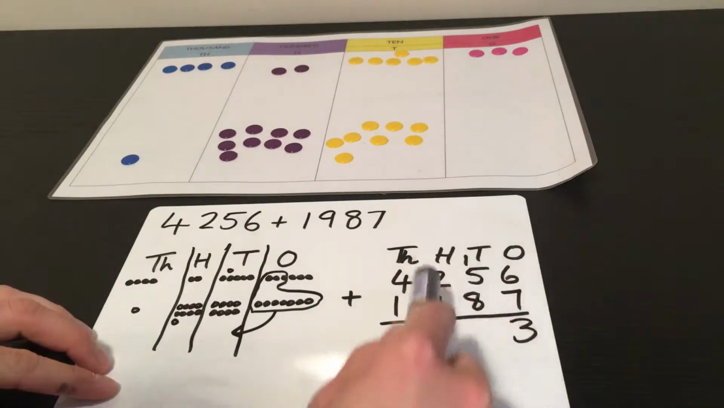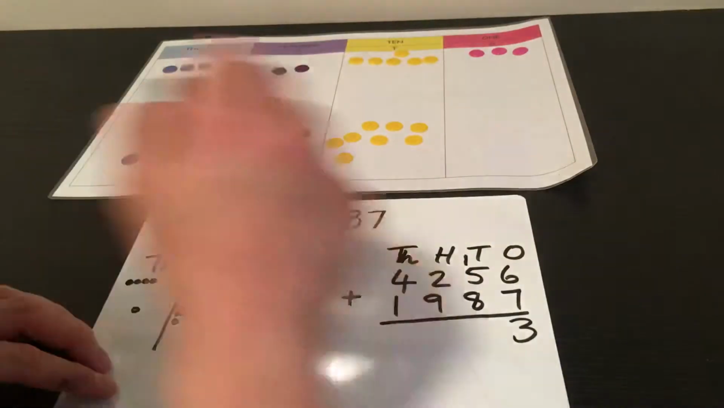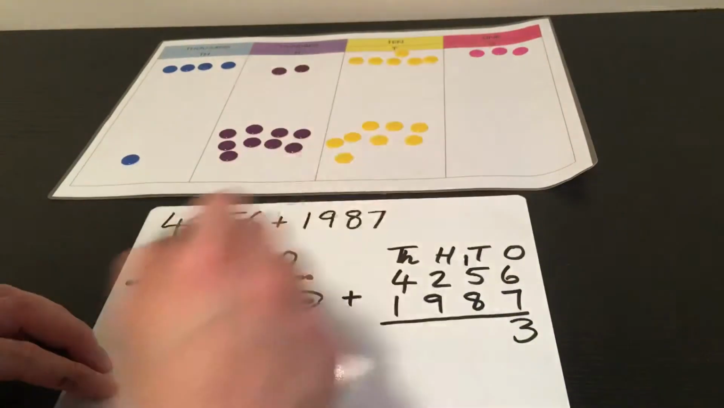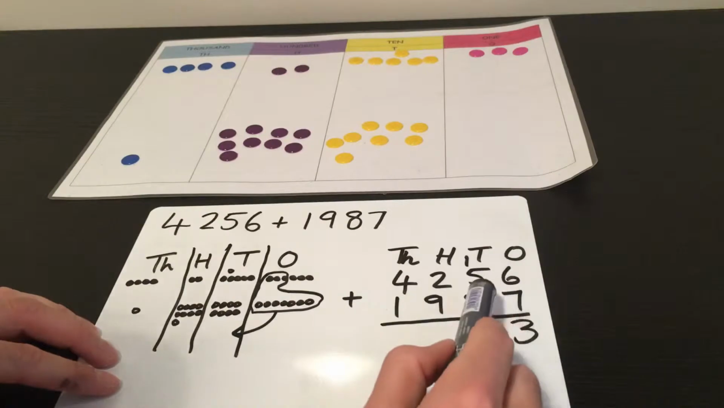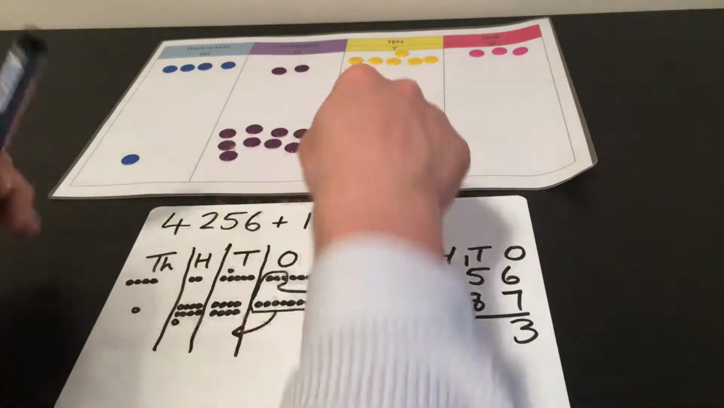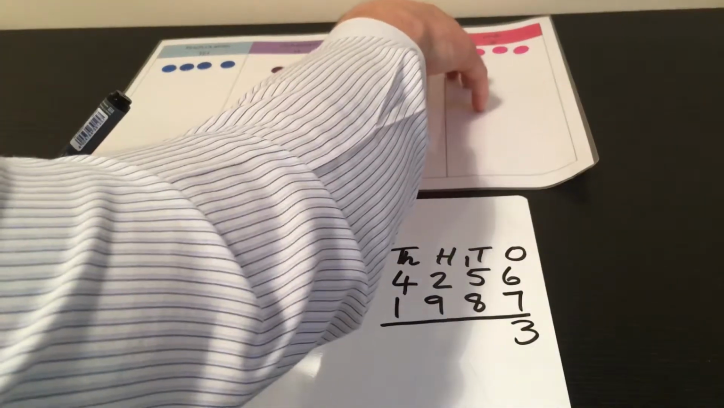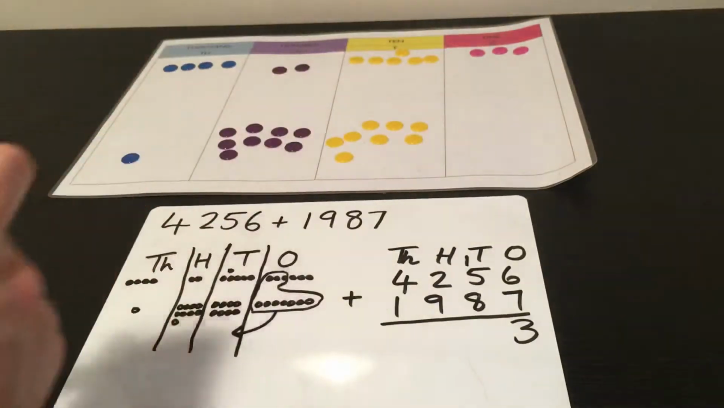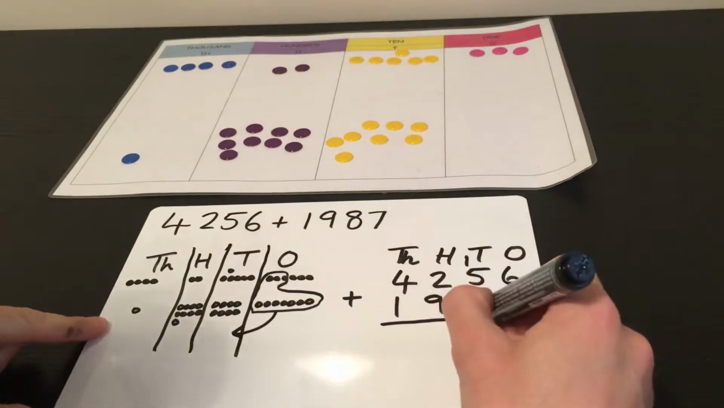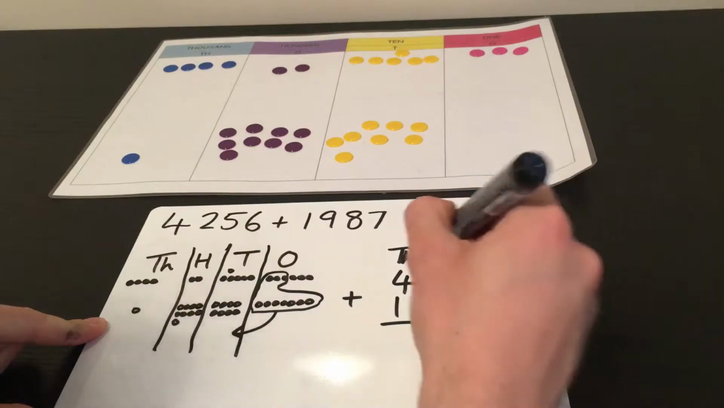Next up, we're going to do the tens column. So we've got a 10 that we've just regrouped. We've got 5 tens here, and we've got 8 tens underneath. So 8 add 5 add 1. So 8 add the 5 would make 13. Add the 1 would make 14. So we'll put the 14 tens. So we'd show 14 tens like so.